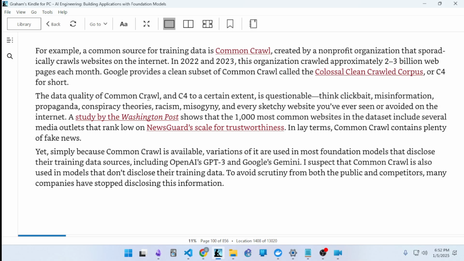The data quality of Common Crawl and C4 to a certain extent is questionable. Think clickbait, misinformation, propaganda, conspiracy theories, racism, misogyny, and every sketchy website you've ever seen or avoided on the internet. A study by the Washington Post shows that the 1,000 most common websites in the dataset include several media outlets that rank low on NewsGuard's scale for trustworthiness. In lay terms, Common Crawl contains plenty of fake news, so it just has whatever.